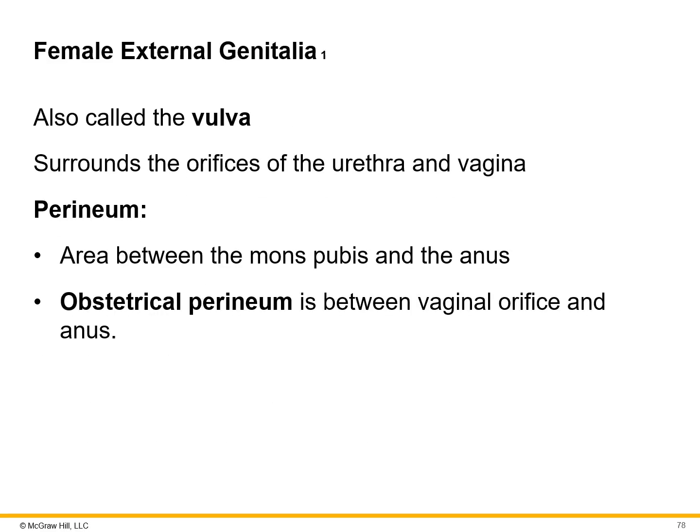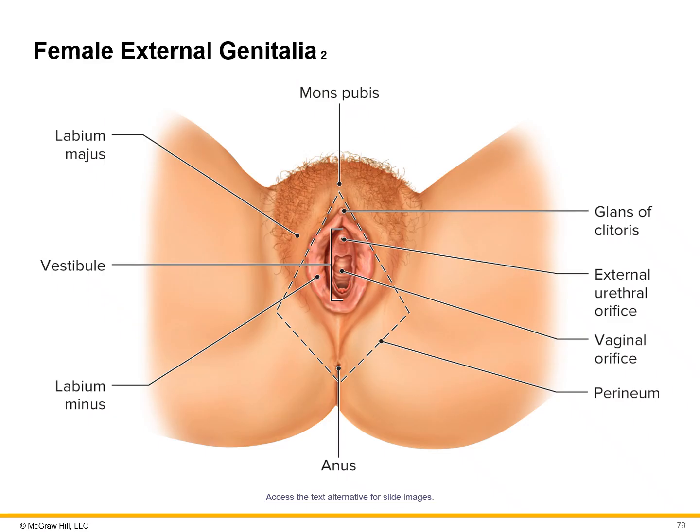So the female external genitalia, that is also called the vulva. That surrounds the orifices of the urethra and the vagina. Then you've got your perineum. That is the area between the mons pubis and the anus, which we're going to see in the next slide. And then the obstetrical perineum is between the vaginal orifice and the anus. I'm about to show it to you guys. This is everything that I was talking about. So we're going to keep rolling.